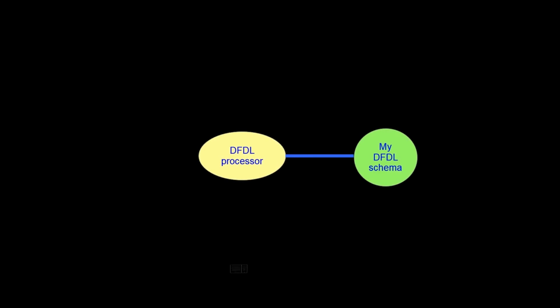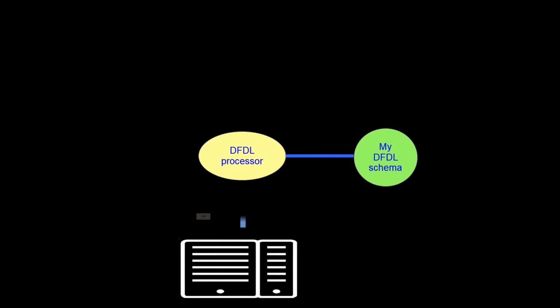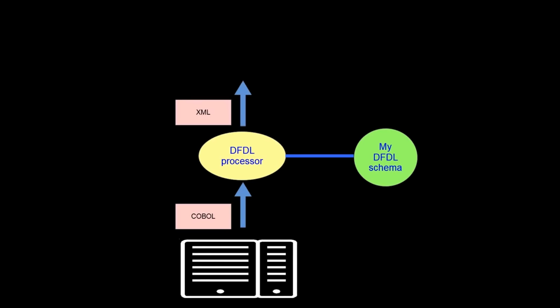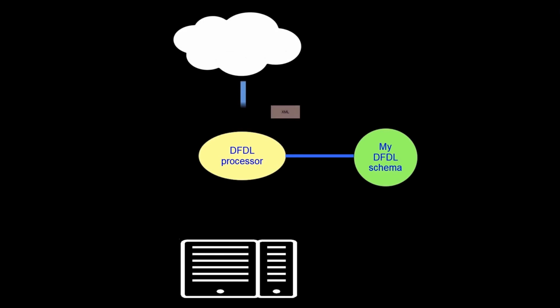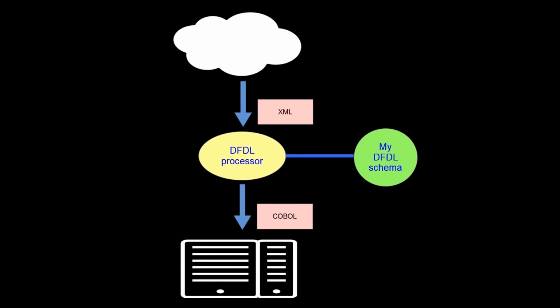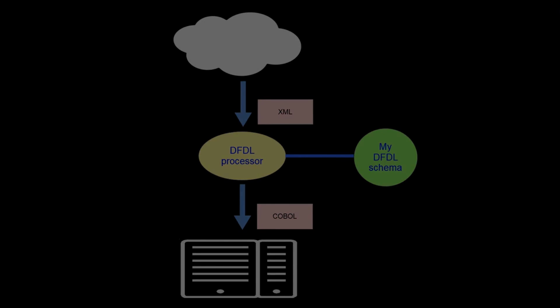A common use case for DFDL is to take a text or binary format emitted by a legacy application and use DFDL to parse it so it can be converted to XML for use with a web service. Then take the web service reply and, using DFDL again, convert it back to the text or binary format for sending back to the legacy application.